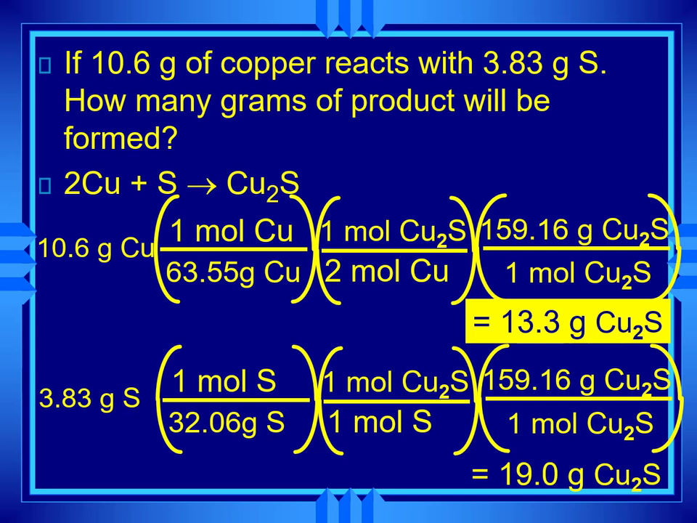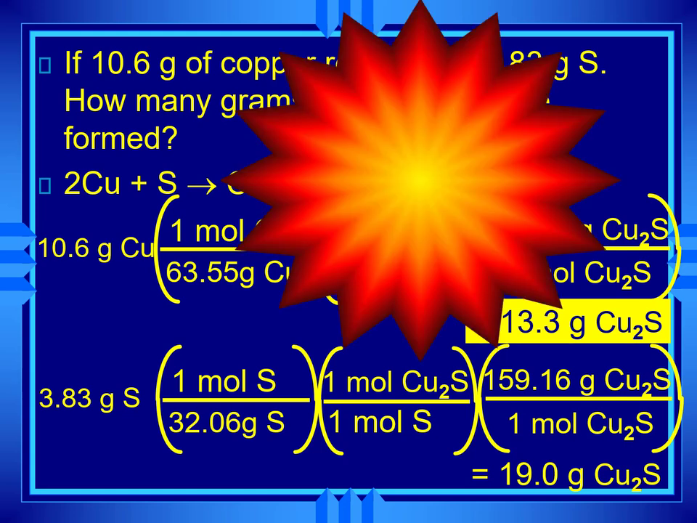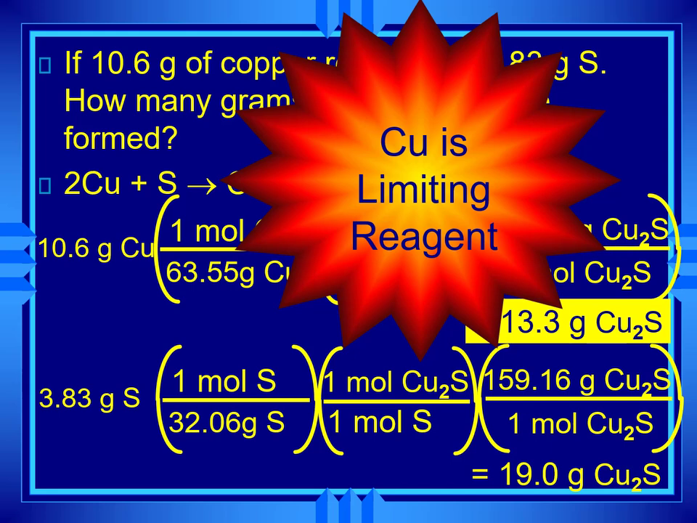Say, well, Mr. Green, I did 2 problems. Math class tells me if I got 2 equations, I get 2 answers. Well, here's the other answer you get. Not only did you learn that you're going to make 13.3 grams of copper 1 sulfide, you also learned that copper was the limiting reagent.